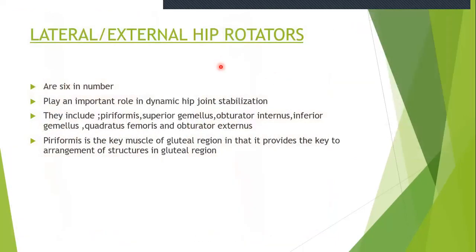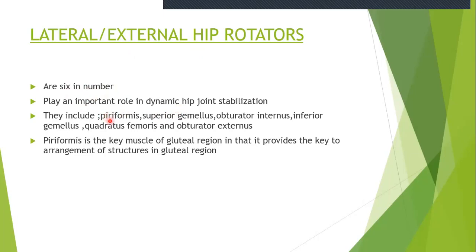Now, those were the 3 large gluteal muscles. Now, we have another group of muscles known as the lateral or external hip rotators. They are usually 6 in number, and they play an important role in the dynamic hip joint stabilization. When we look at the hip joint and its stabilization, the stabilizing factors are usually categorized into 2. We have static factors and dynamic factors. Dynamic factors include muscles. So these 6 small muscles, the 6 lateral hip rotators, are the dynamic hip joint stabilizers.